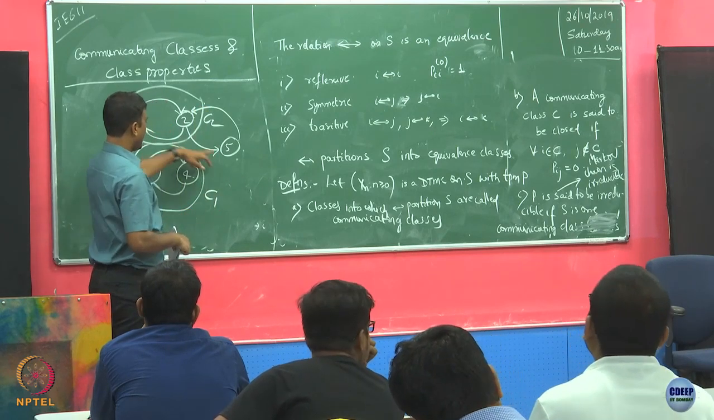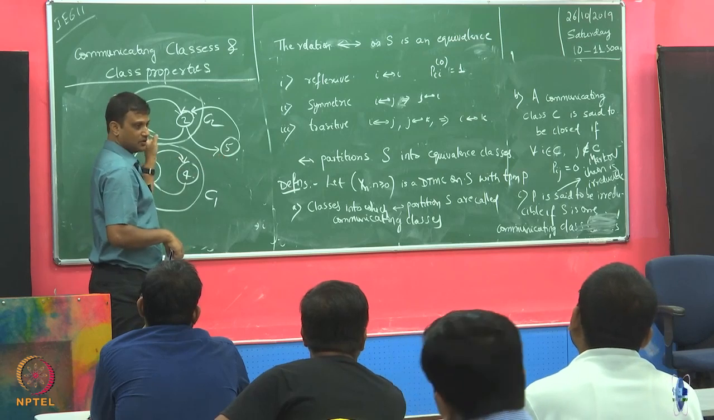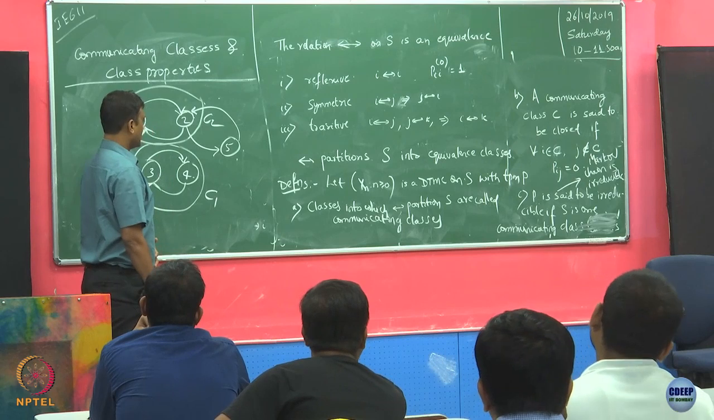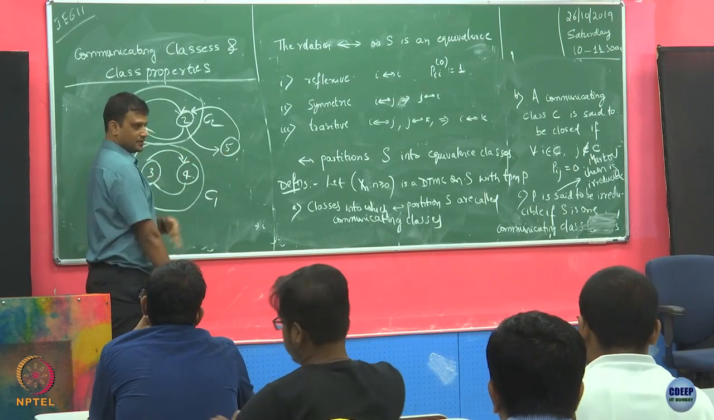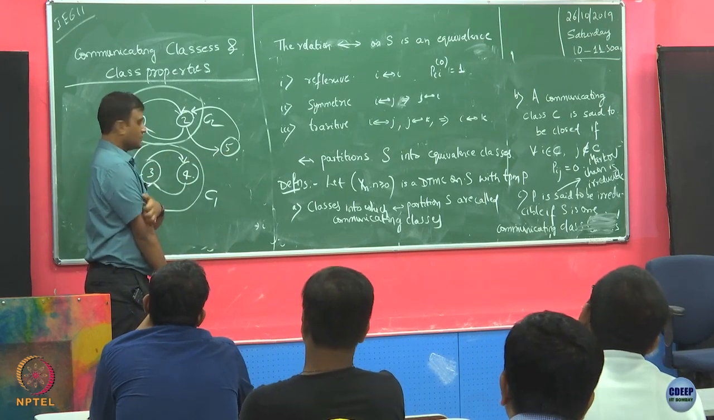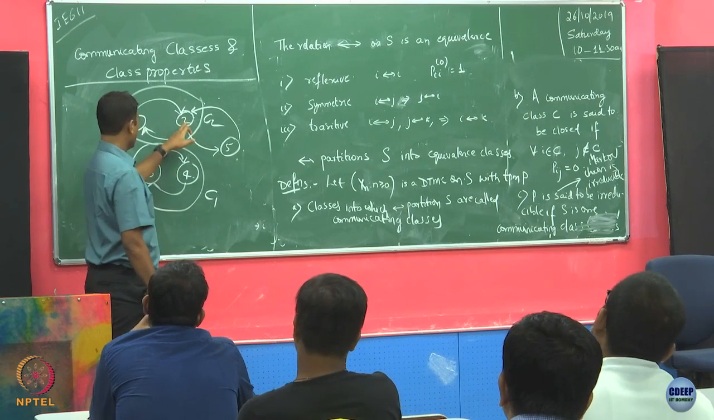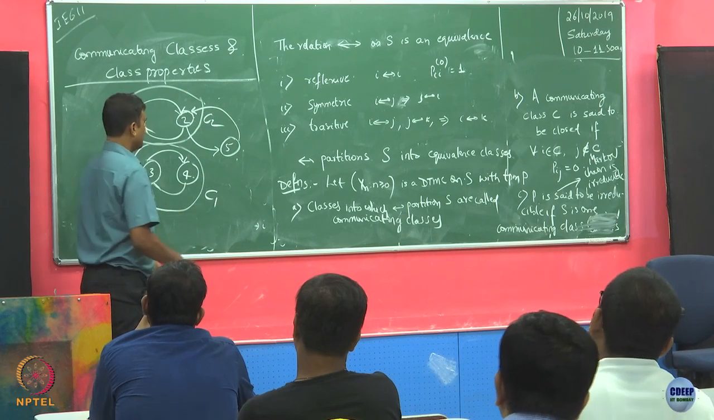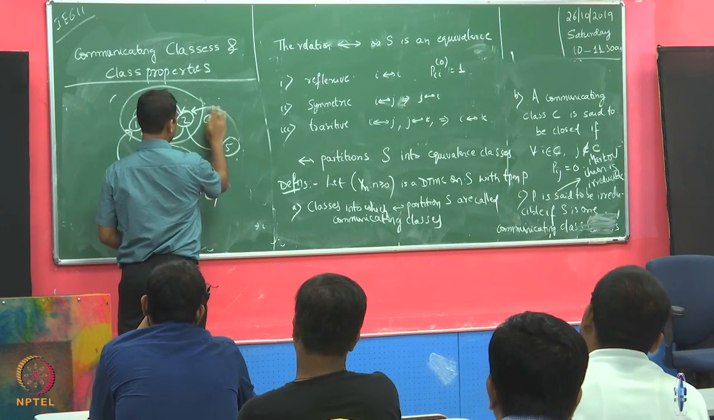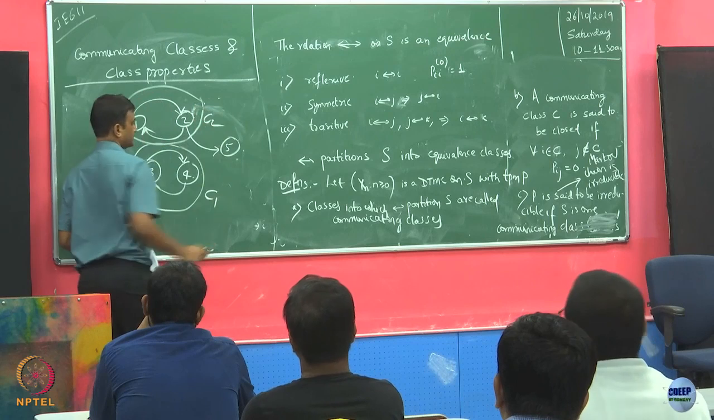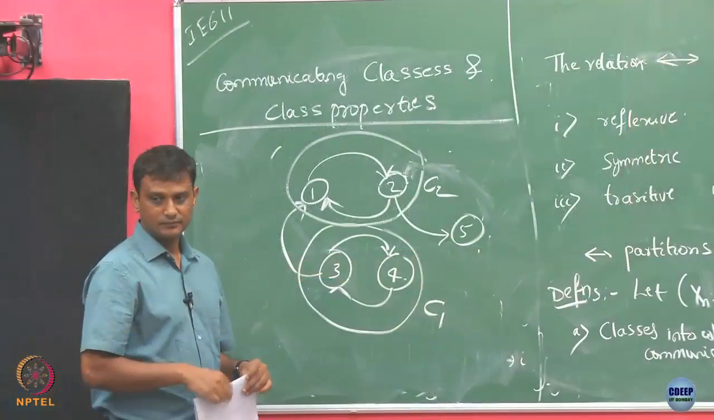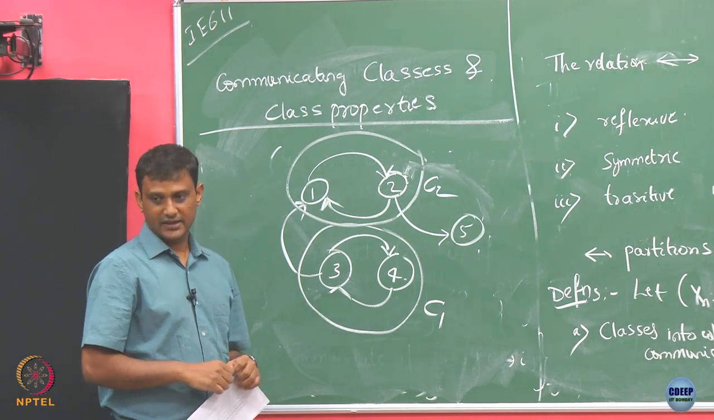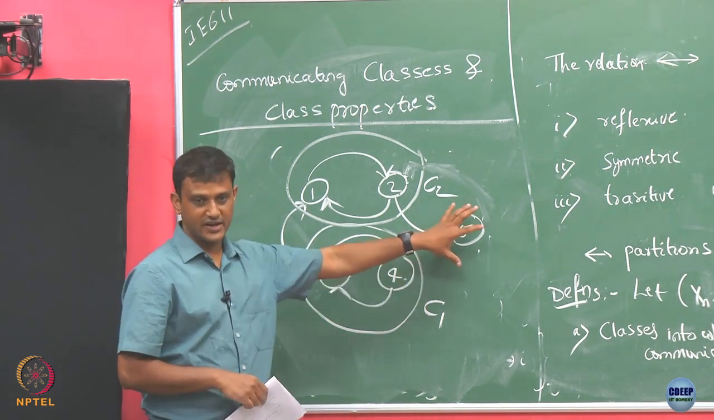So in this case, if I add this, will this 5 go inside C2? Can I reach from 5 to 1? I can go here with positive probability, or from there I can go here, right? In that case, I will include this 5 also in that. But suppose I remove one link here, that can become another class itself, right, with just one element in it.